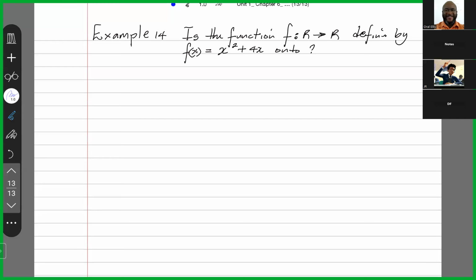All right, so example 14 is asking, is the function f of x equals x squared plus 4x onto? f of x is a function in which the domain elements are real and the codomain elements are real. All right, so let's use the calculation approach first. We're going to let y be an element in the codomain. So y would be f of x, and that would be equal to x squared plus 4x.